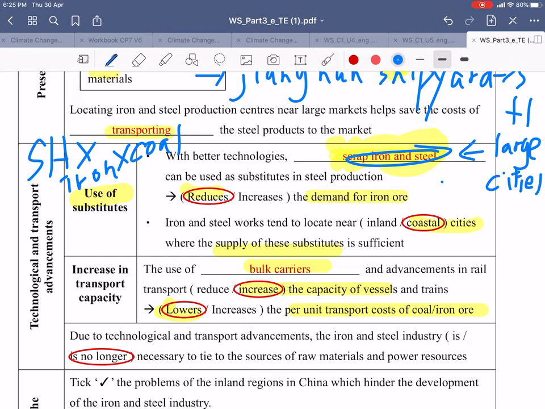So it can reduce the demand for iron ore. And then the iron and steel industry tends to locate near coastal cities where the supply of these substitutes is sufficient. Okay? Because just like the coke can, we are just throwing it away, and these kinds of things can be used as scrap iron. The useless bicycles, right now, you can see in China, there are a lot of useless bicycles.